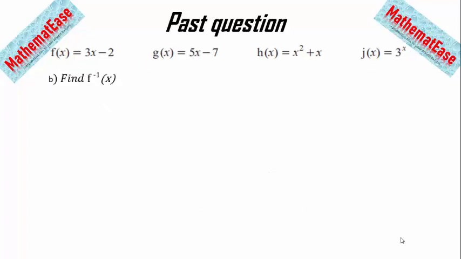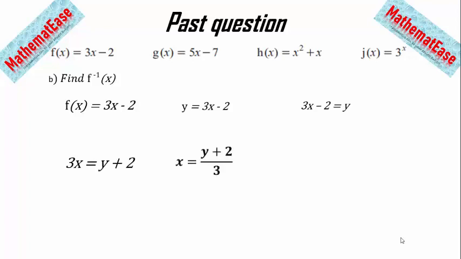Now, I want to find f inverse of x. So f of x is equal to 3x minus 2. Y is equal to 3x minus 2. Then I make x the subject. This can also be written as 3x minus 2 is equal to y. Now take 2 to the other side. We have 3x is equal to y plus 2. Then divide both sides by 3. I will have x is equal to y plus 2 all over 3. Now the f inverse of x will be x plus 2 all over 3.